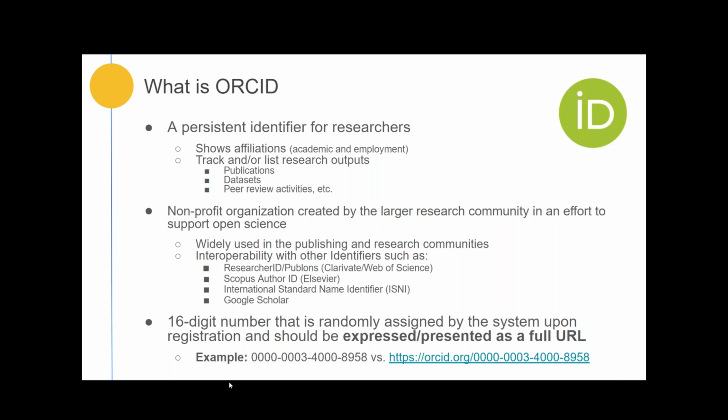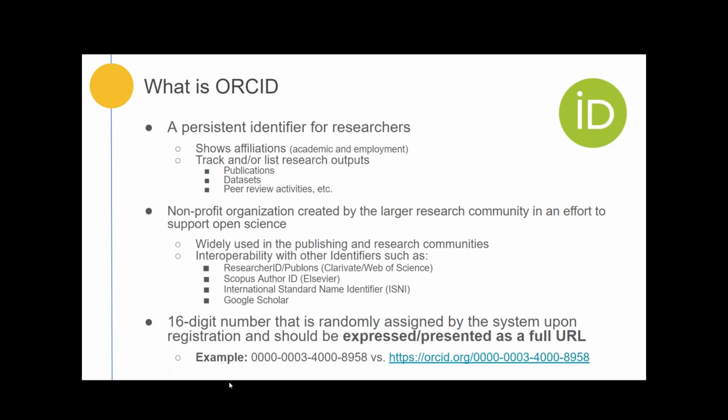It is sort of the big name when it comes to persistent identifiers for researchers. It's widely used within the publishing and research communities, and it does offer a great deal of interoperability with other identifiers. So ResearcherID or Publons through Clarivate, Scopus Author ID, which is a product of Elsevier, International Standard Name Identifiers or ISNIs, or ISNI, some people say, Google Scholar. It works with all of those identifiers and talks back and forth to those. So if you have one, you can easily create and update the other ones.